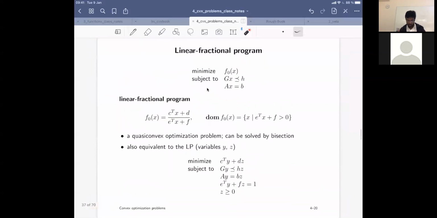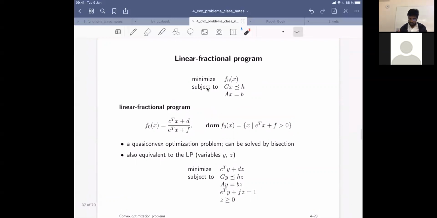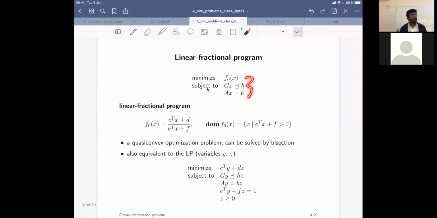Now we will move to linear fractional programs. This is not a different class, but this is something similar. This is a convex problem which can be reduced to a linear program. So let's see what it is. It is a problem of the same standard form as LP. Is this LP? No, this is not LP. You cannot say that this is LP.